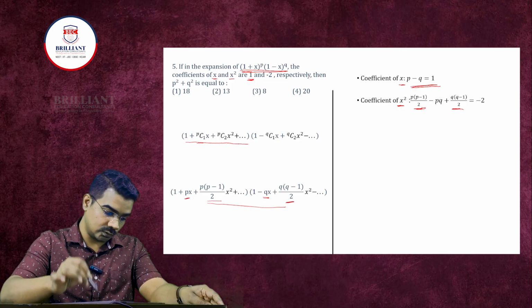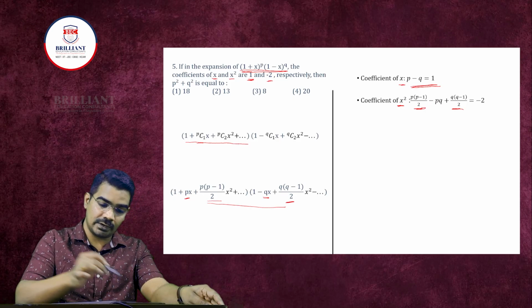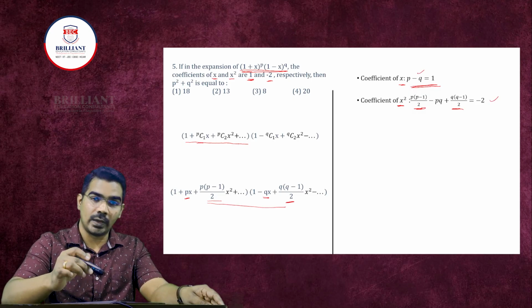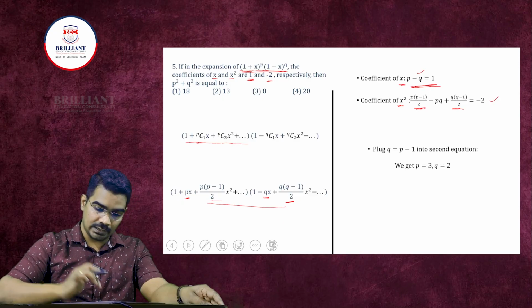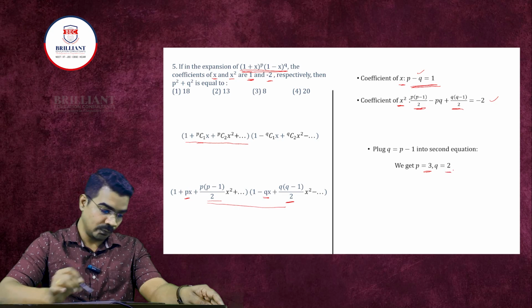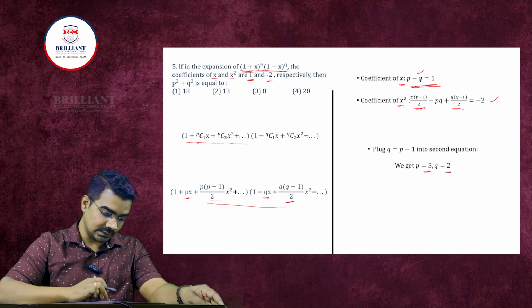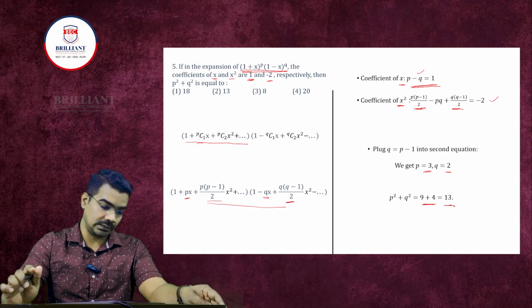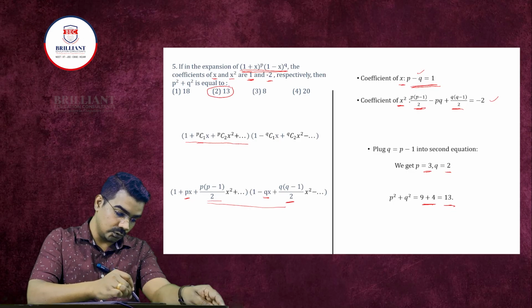That is also there. The total will be equal to minus 2, given in the question. So you have two equations and two variables. Solving this, you get the values of p and q as 3 and 2. What has been asked? We have been asked to find p square plus q square. So that will be 9 plus 4, that is 13. 13 is your answer, option number 2.